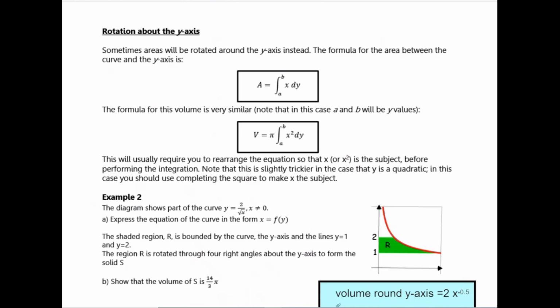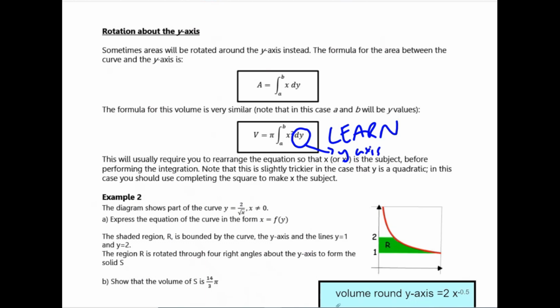So now we're doing rotations around the y-axis. It's very much the same formula, except the only thing that changes is instead of y squared dx, we've got x squared dy. And again, remember, it's that dy bit that tells you what axis you're rotating around. When you're rotating around the y-axis, you've got dy there.